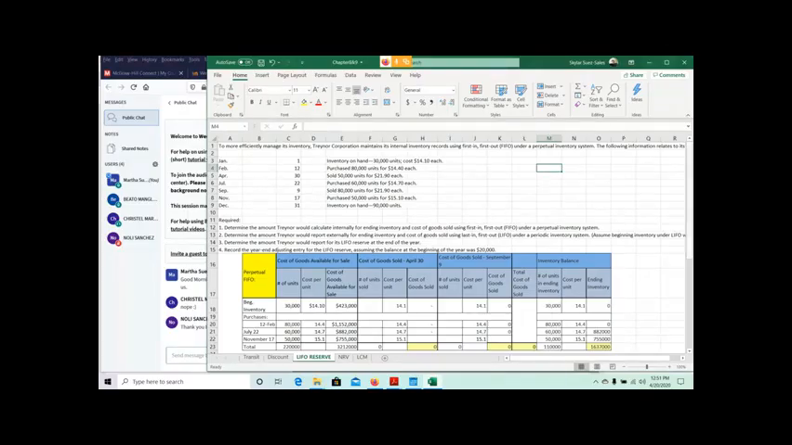In this case, we're going to calculate our ending inventory and cost of goods sold using perpetual FIFO, first in, first out. We sold 50,000 units on April 30th. First in, first out, so our 50,000 are going to come out from the earliest purchases first.